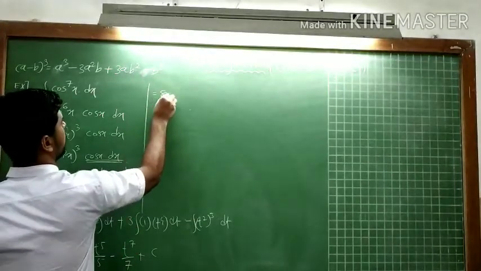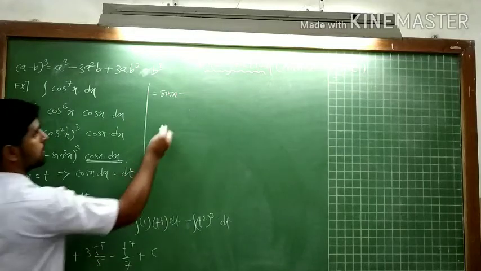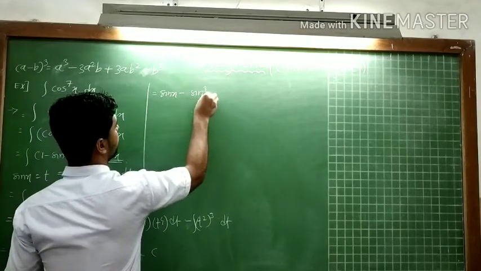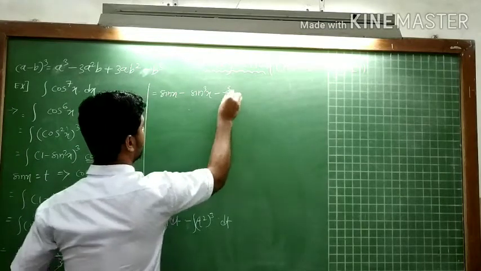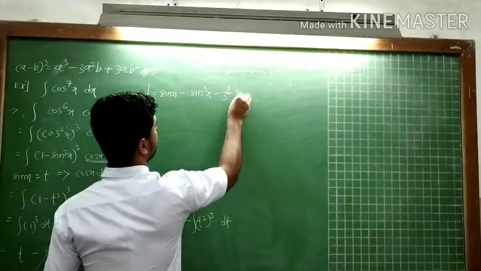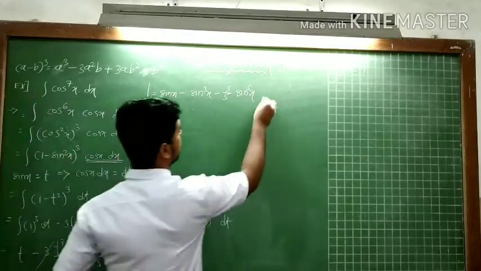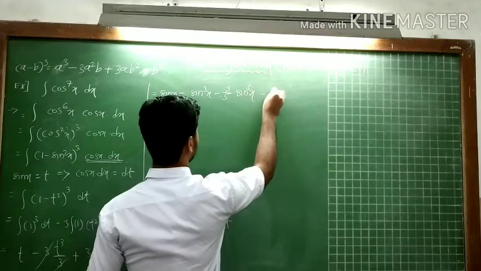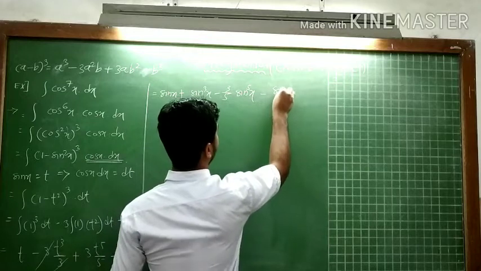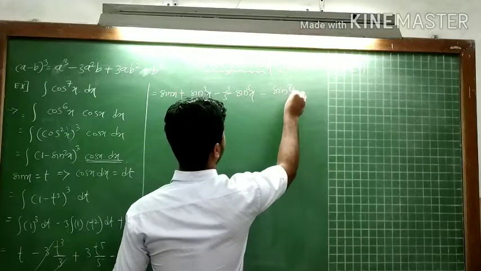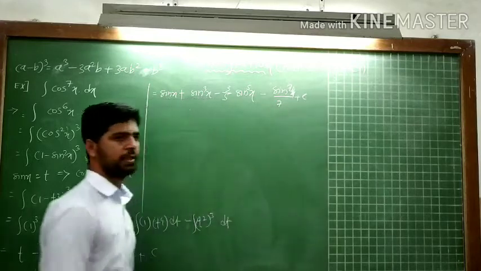So write down the final answer by replacing the value of t with sin x. How do you write? Sin x minus, see this 3 will cancel, t cube becomes sin cube x, minus this 3 by 5, then t raised to 5 is nothing but sin raised to 5x, then plus t raised to 7 by 7, means t raised to 7 means sin raised to 7x by 7, and plus c for constant.